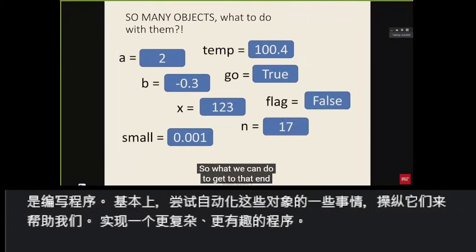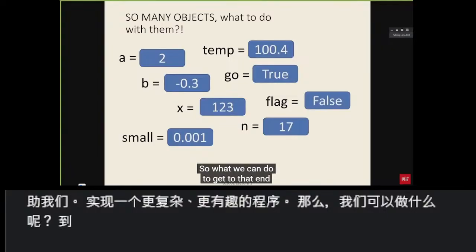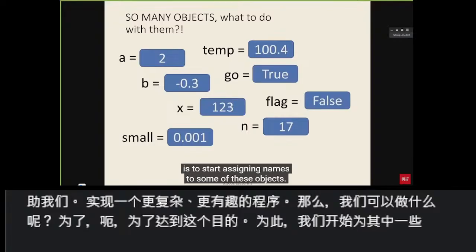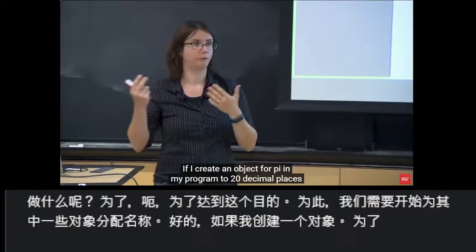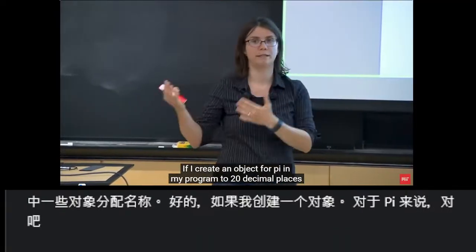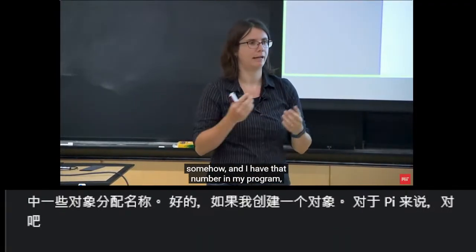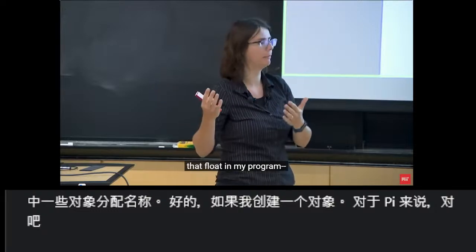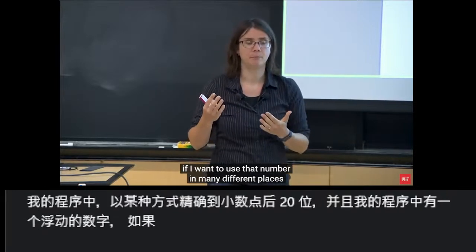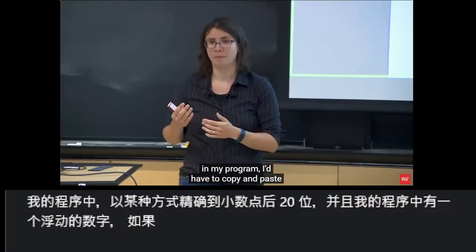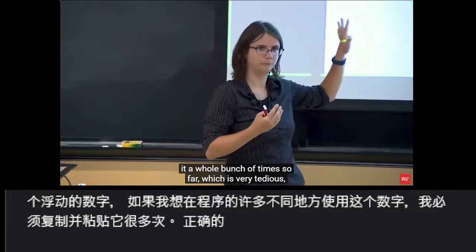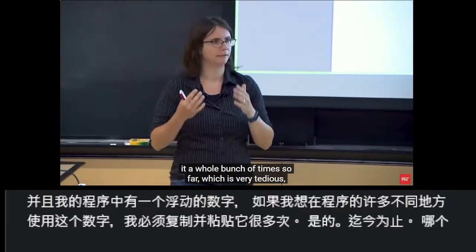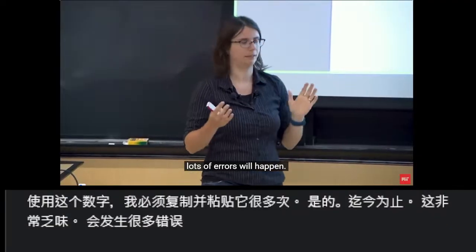So what we can do to get to that end is to start assigning names to some of these objects. Okay? If I create an object for pi in my program to 20 decimal places somehow, and I want to use that float in many different places in my program, I'd have to copy and paste it a whole bunch of times, which is very tedious. Lots of errors will happen, right? I don't want to do that.